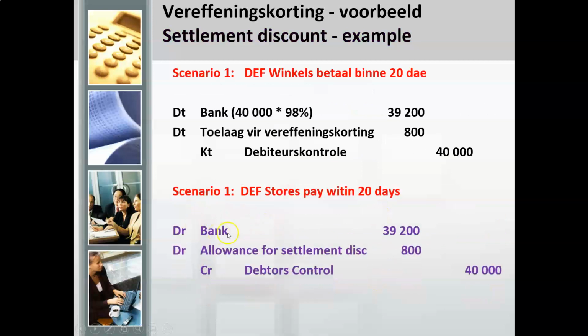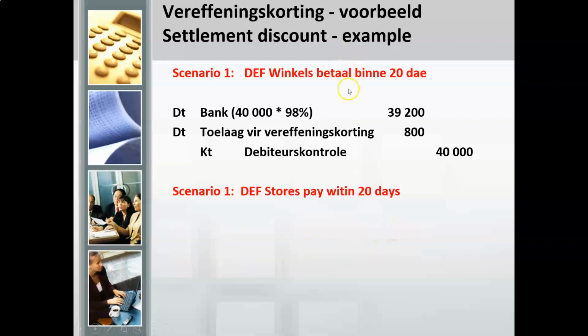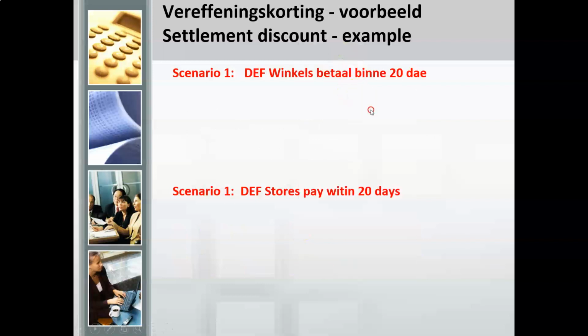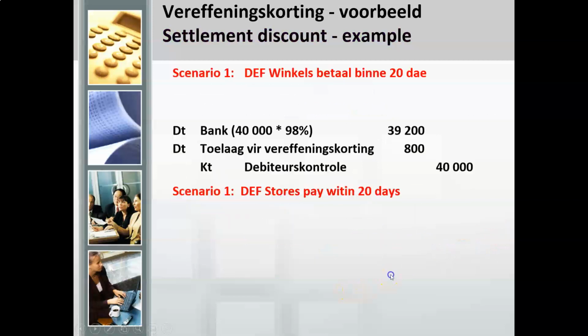So bank is going to be 40,000 times 98%, which equals 39,200. Now we have to get rid of our allowance account because when settlement takes place, this account is redundant. It has no right for existence and we should remove it out of our set of accounts. So we have to debit that 800 Rand against the allowance for settlement discount.